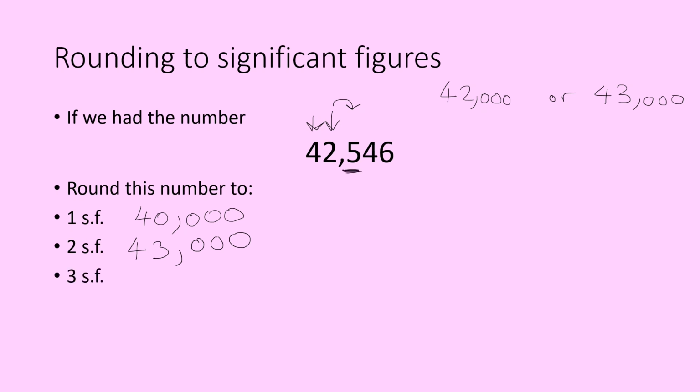If I round to three significant figures, well, I've got 42, and then the third significant figure is 5. The next one along is 4, so I don't round up, so it's 42,500.